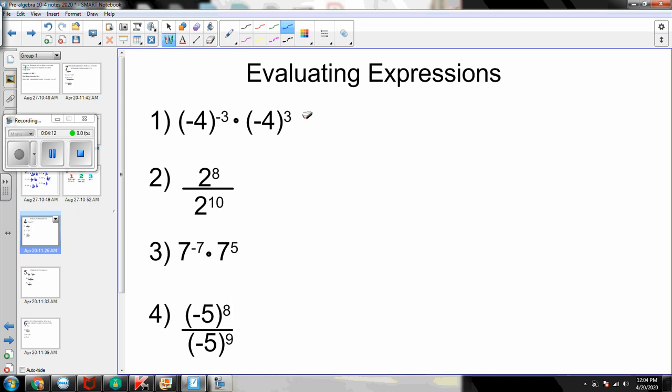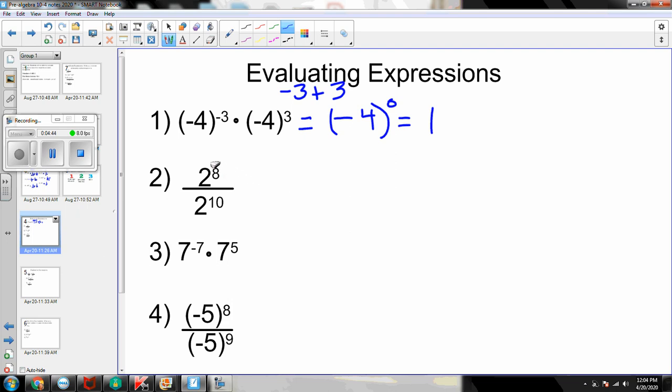Okay, so on number 1, we're going to evaluate -4 to the -3 times the number -4 to the third. Well, the bases are the same, they're both -4s, and when I multiply, I add my exponents, so I'm adding a -3 plus 3. Well, -3 plus 3 is 0. This is really the number -4 to the 0. Remember, we just learned any number to the 0 power is 1. So this final answer would be 1.